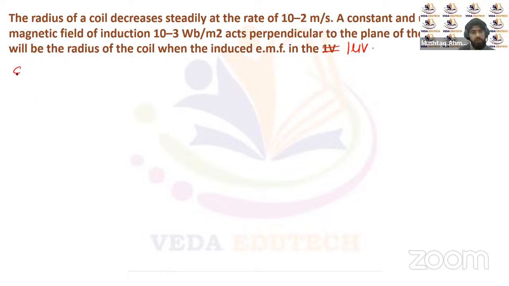So the EMF will actually be equal to dΦ over dt, talking about the magnitude only, right? That's dΦ over dt, and Φ is the flux. That's nothing but BA cos theta, right? BA cos theta.